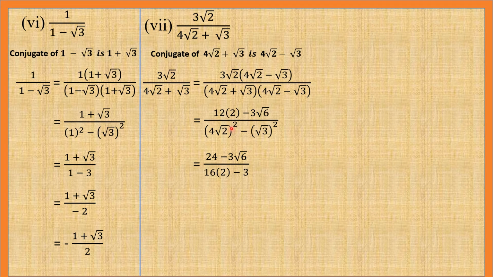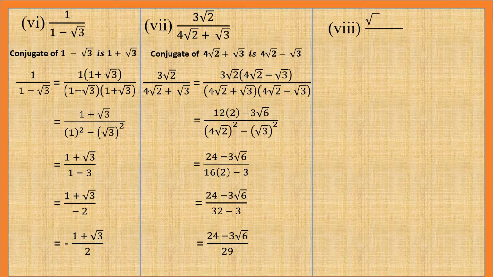Then the square will affect both the root of 2 and the 4 here. So 4 squared gives us 16. Root of 2 squared, the square goes with the square root, leaving 2. Minus root of 3 squared, leaving 3. The denominator will now be 32, because 16 by 2 gives us 32, minus 3. And 32 minus 3 gives us 29. So simplifying, we have 24 minus 3 root of 6 all over 29.